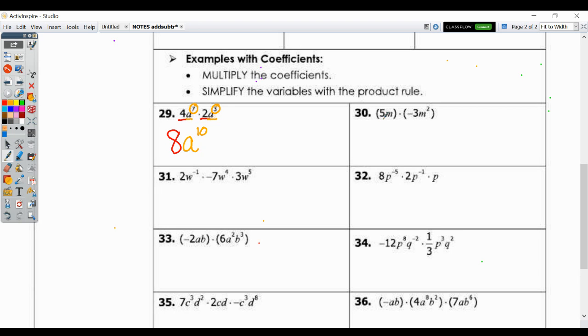Let's look at 30. I'm going to do my big numbers first. So I have 5 times negative 3 is negative 15. Then I'm going to worry about my exponent. I have m to the 1, and I have m to the second. So if I just add the exponents together, I'm going to have m to the third. Okay, I'm going to do one more of these.